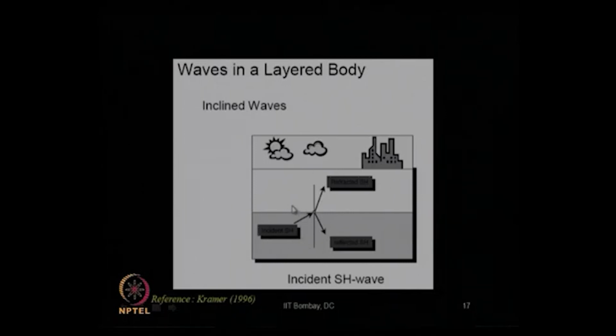So, that is the reason why an SV wave can generate a P wave, or vice versa, a P wave can generate an SV wave for an inclined wave, but not the SH wave, though it is an inclined one. But for a vertical one, they will remain as a pure P wave, pure SV wave or pure SH wave.